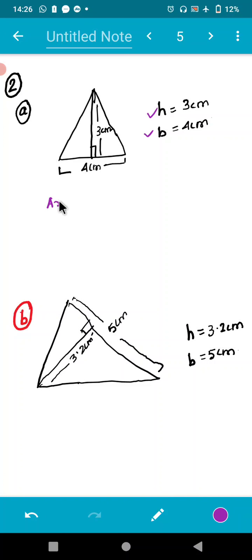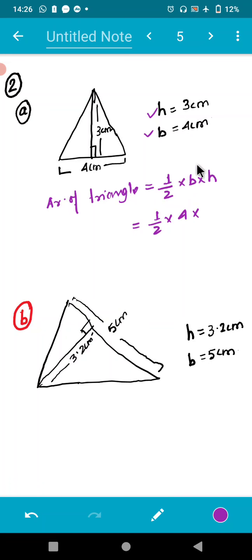So the formula we discussed previously: area of triangle equals half into base into height. So half, what is base given? 4. And what is height given? 3. This would be equals to centimeter square. Now we'll reduce this. 2 ones are 2, 2 twos are 4. So this would be equals to 6 centimeter square.